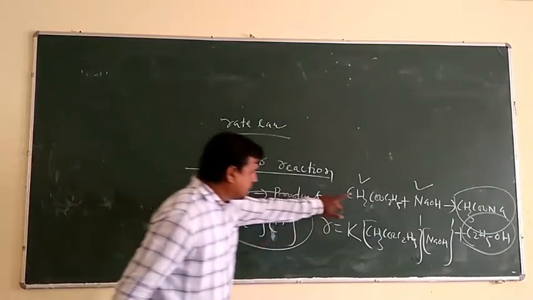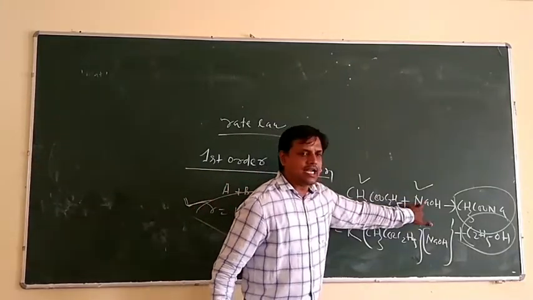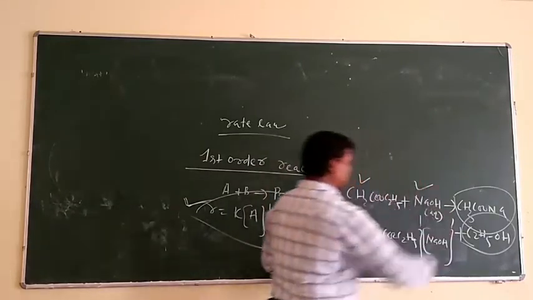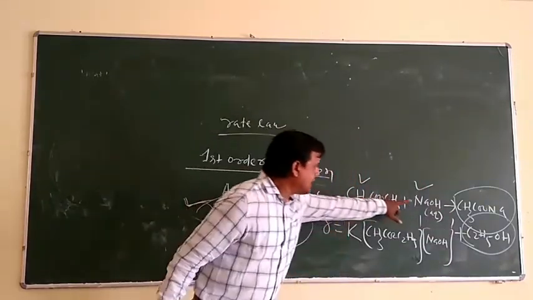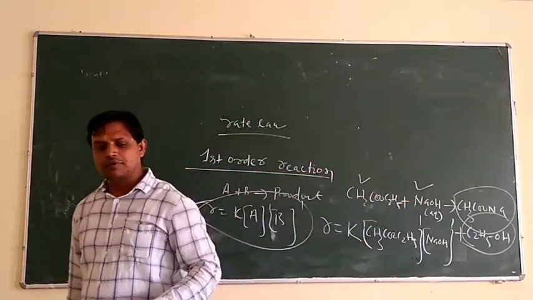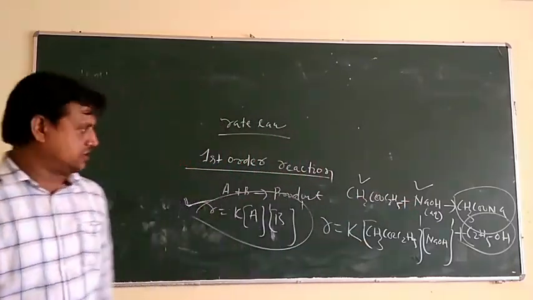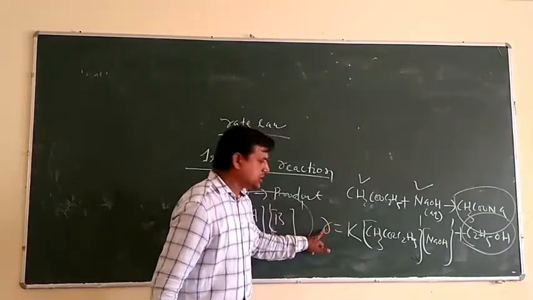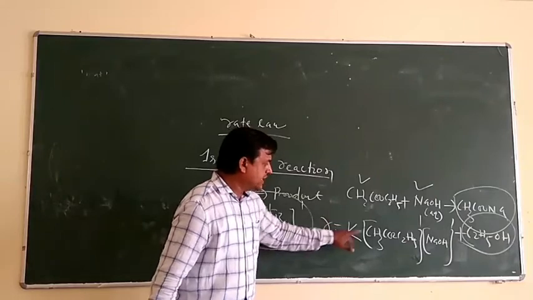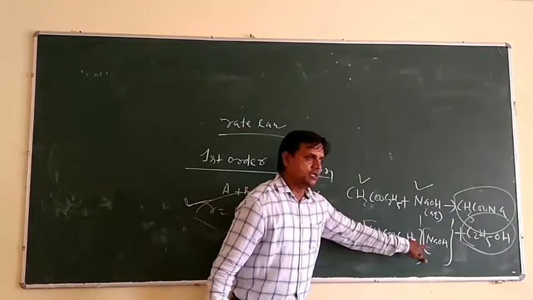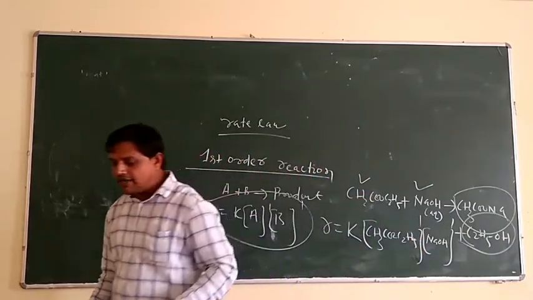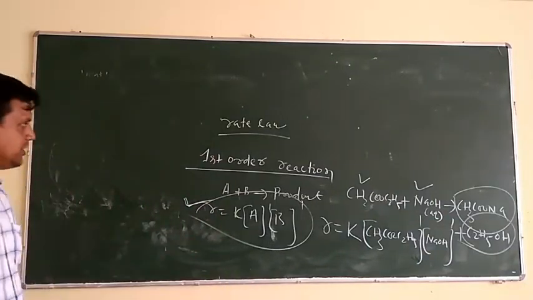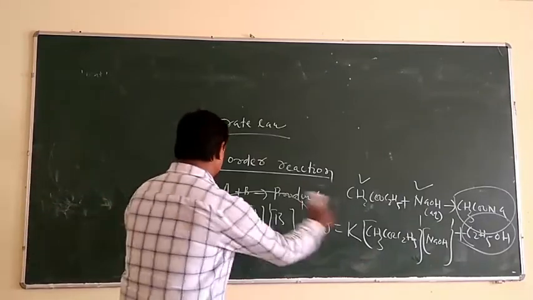So hydrolysis of ester in alkaline medium, aqueous, is an example of second order reaction. Why second order? Because in the rate law equation R equals K ester to the power 1 NaOH to the power 1. So 1 plus 1 equals 2. So order is 2. Then come to third order reaction.